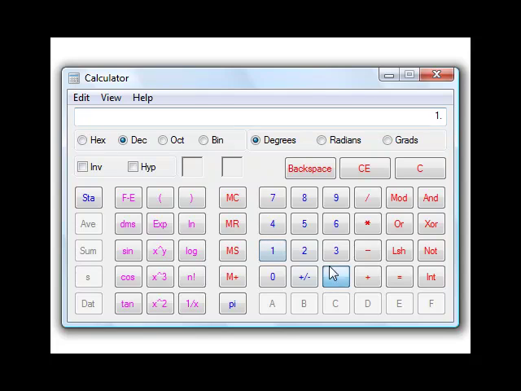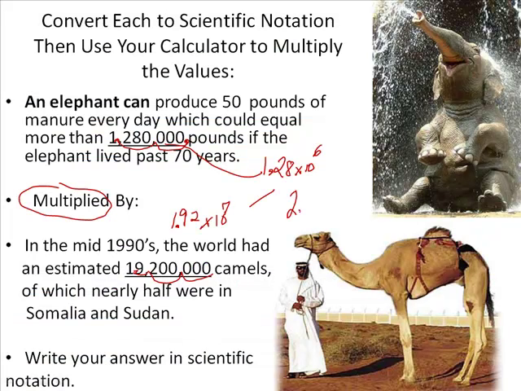All right, 1.28, and then you're going to hit the EE or the EXP button. 6 times 1.92 EE or EXP 7 equals, and put that into scientific notation. So it's going to be about 2.46. We'll learn whether or not we round and how many digits we have to round to later on. But it's 2.46 times 10 to the positive 13th. So there's your final answer for that silly problem.